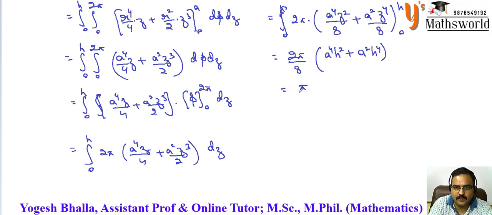So it will be π/4. If I take a² and h² common, it will be a² plus h². So this is the answer for this question. Okay, I think it is clear to you. We'll take one more example from this content.